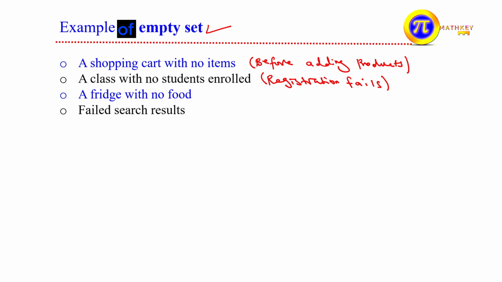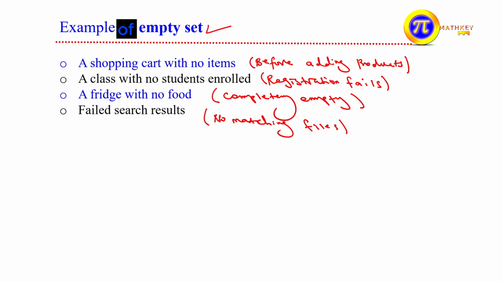A fridge with no food means it is empty. Completely empty, no food inside the fridge. You can also consider failed search results. ለምሳሌ Google ላይ ገብተን ሰርች ስናደርግ ምን ሊያጋጥመን ይችላል? It may say no matching files. ማግኘት አልቻልንም ካለ this is a failed search result.